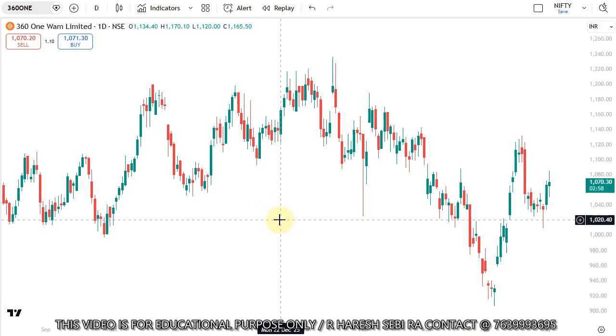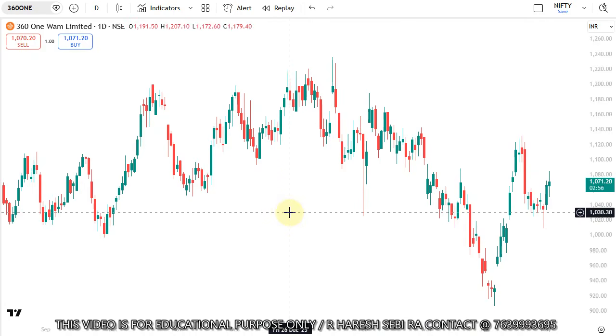Hello traders and investors. In this video, we are going to see a unique proprietary coded breakout indicator which identifies the consolidation area in a stock and breakouts early before they are occurring. For that, we have coded a custom indicator.